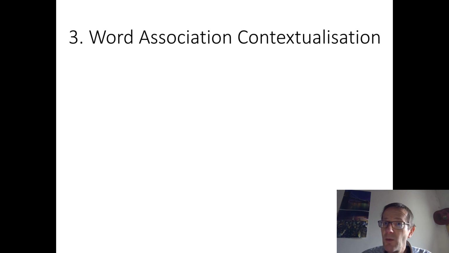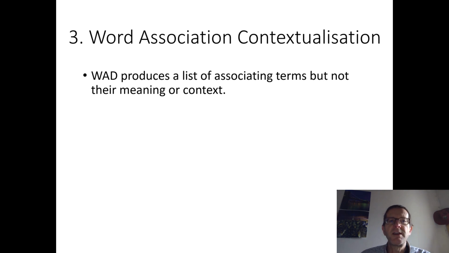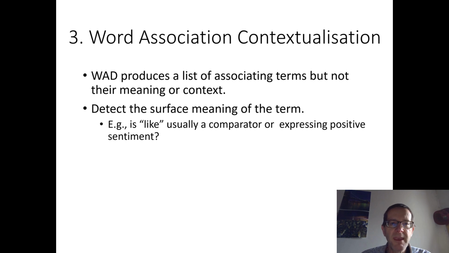So the next stage is word association contextualization. The word association detection produces a list of terms, but it doesn't tell you their meaning or context. And that's your job to find out the meaning or context. So what do I mean by that? Well, maybe like is one of your top terms, but like could be a comparator, or it could be expressing positive sentiment. A comparator, this is like that, or I like that, expressing positive sentiment. So you need to know which meaning of like is the more common in your data so that you can draw conclusions from the results.